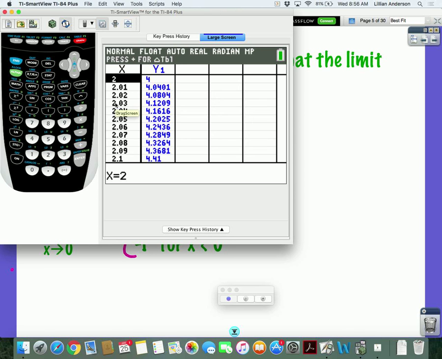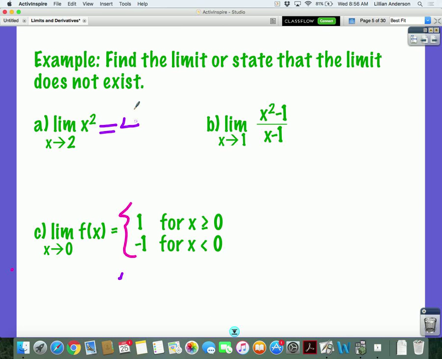Because if you think about it, coming from the right-hand side, we're coming from 5 to 4 to 3 to 2.5 to 2.4 to 2.3 to 2.2 to 2.1. What's happening to those y values? They're approaching 4. Let's check from the left-hand side. That's coming from 0 and 1 and 1.5, 1.6, 1.7, 1.8, 1.9. What's happening to the y values the closer we get to 2 from the left-hand side? It's approaching 4. So we know that the limit is equal to 4.